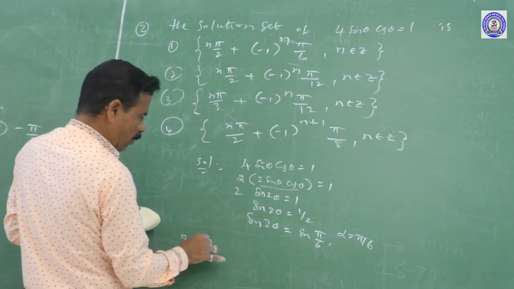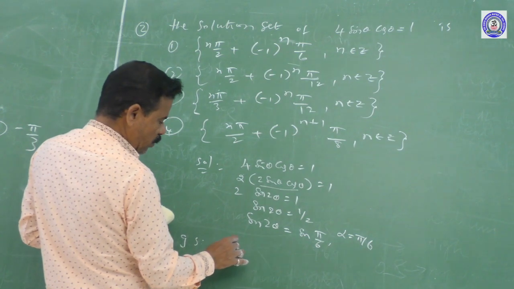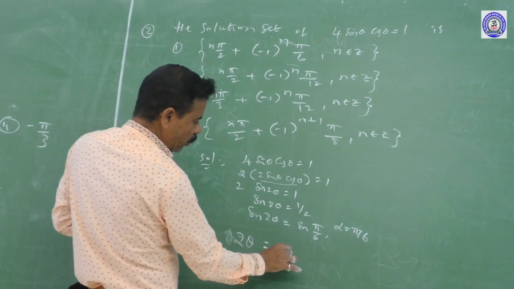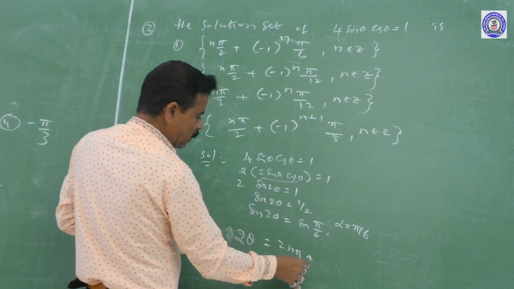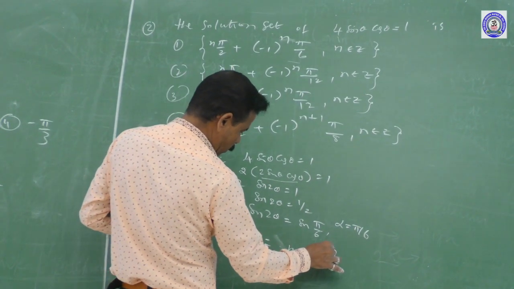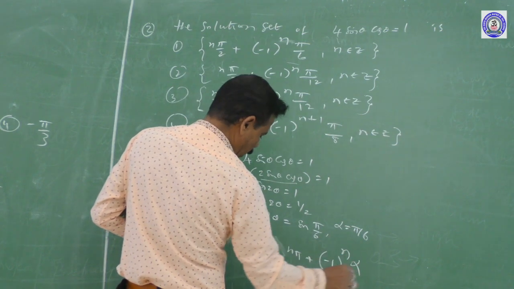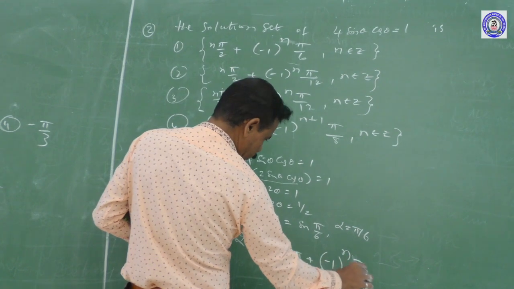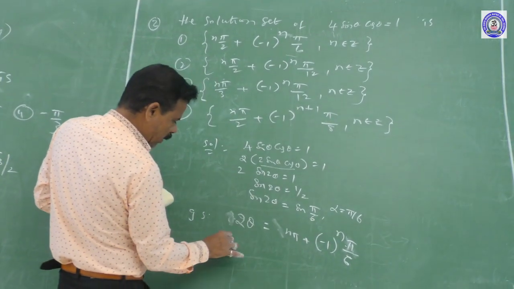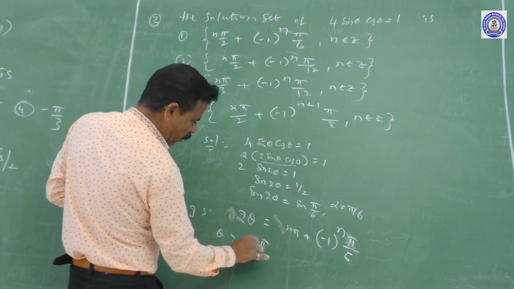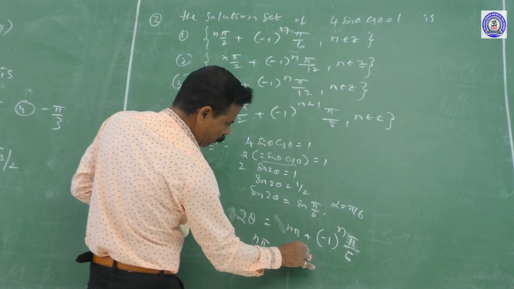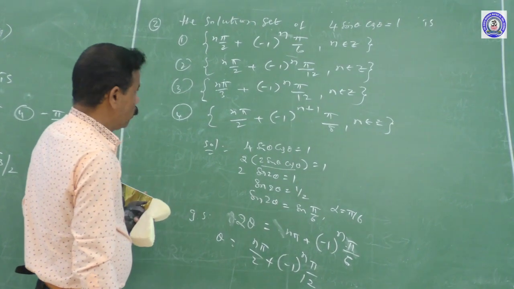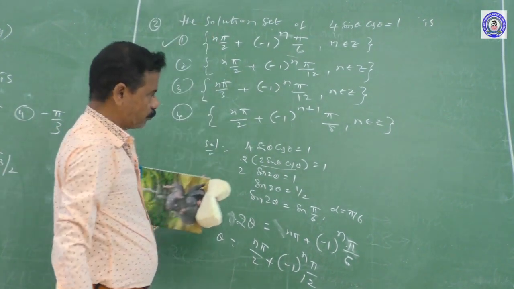General solution for sin theta is equal to sin alpha is n π plus minus 1 power of n alpha. Here theta means 2 theta, so 2 theta is equal to n π plus minus 1 power of n alpha. Here alpha is equal to π by 6. So theta is equal to nπ by 2 plus minus 1 power of n π by 6 into 2, which is π by 12. So this is the first option.